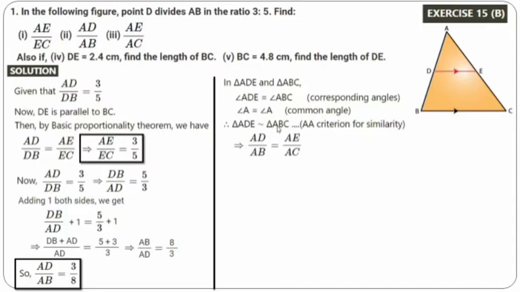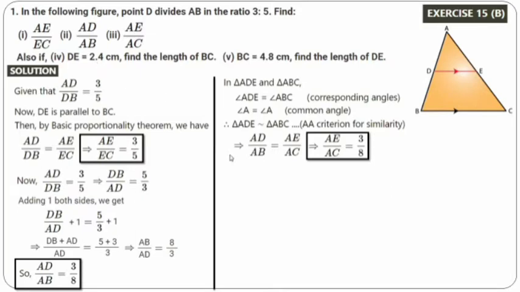So if these two are similar, then the corresponding sides have to be proportional, isn't it? So AD by AB is equal to AE by AC. Now we are asked to find AE by AC, right? What is AD by AB? You can see AD by AB is 3 by 8. So that's why AE by AC will also be 3 by 8 in this case. All right, we got this one.